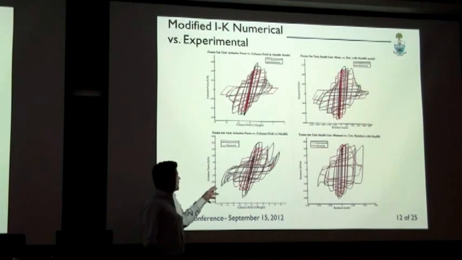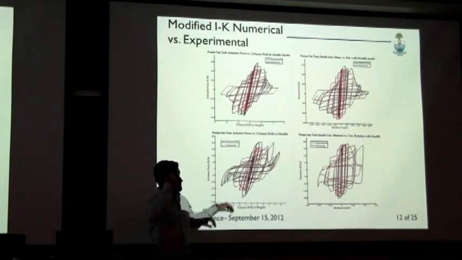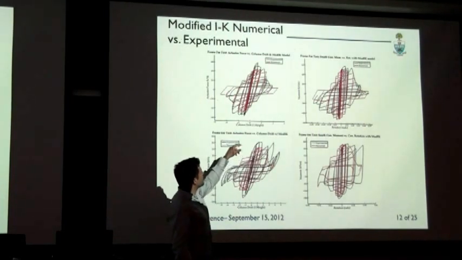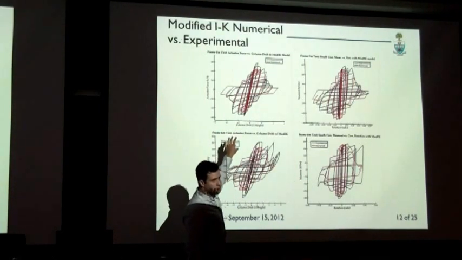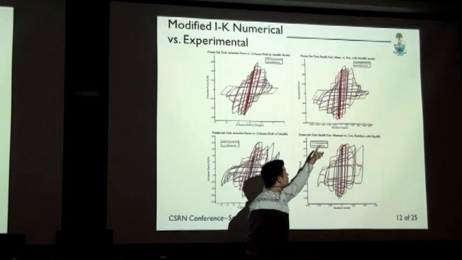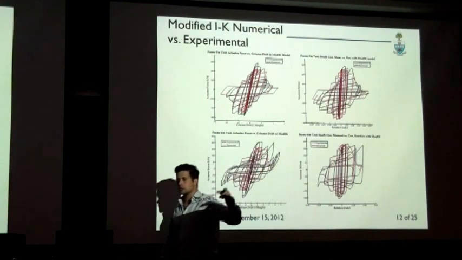The black line represents the experimental results. The top two figures are for frame FM, the bottom two for frame 6M. These are the actuator force versus column drift, and then these two are for the connection moment versus rotation.